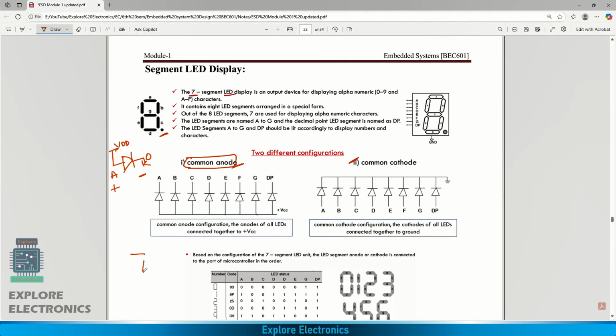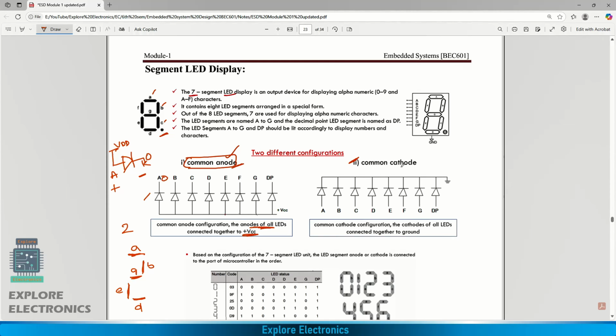If you want to display 2, it will display like this. This is 2 displayed in a 7-segment display. So you can see the labeling here. LED A, LED B, LED C is off. This is LED D, LED E and LED G. These should get 0 value to represent the value 2. That is common anode. In the common anode configuration, the anodes of all the LEDs are already connected to VCC. We need to provide 0 to turn them on.